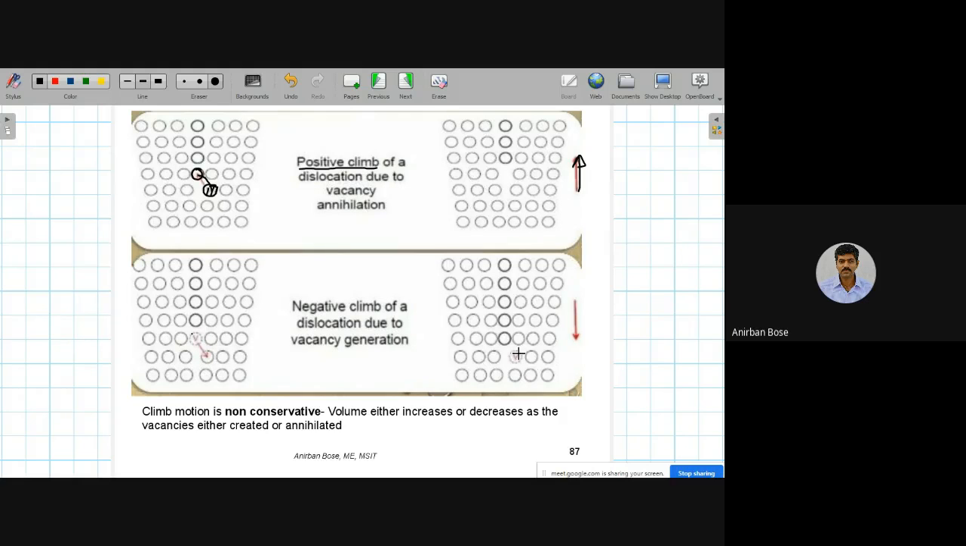As you can see, somewhere some vacancy is created and the atom is added. In this way, the part plane is extended. This is the negative climb, or the climb down motion. So you can see that climb motion is non-conservative. The volume increases when the vacancy is created, and the volume decreases when the vacancy is annihilated.